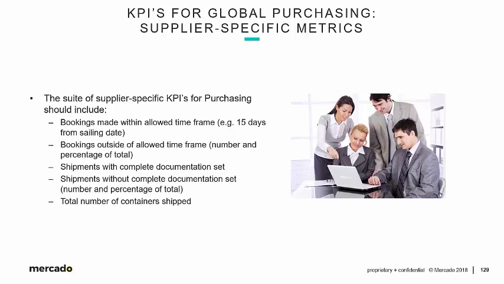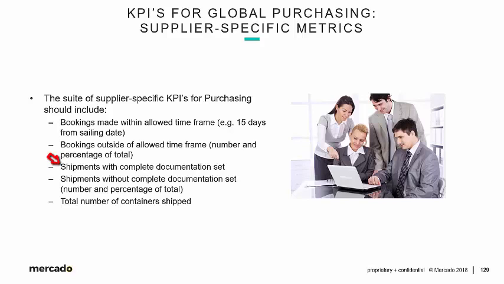How about bookings outside of the allowed time frame? Number and percentage of total. Any good freight forwarder with decent systems, especially ones that allow for electronic bookings, can provide this information. How many bookings do we have outside the 15-day window, which in turn cause bookings to be rejected by a steamship line because they receive them too late and don't have enough room on their ships, which causes delivery delays, which causes customers to be upset, who sometimes cancel orders? We can see this ripple effect of following KPIs across the supply chain and how they become so valuable.